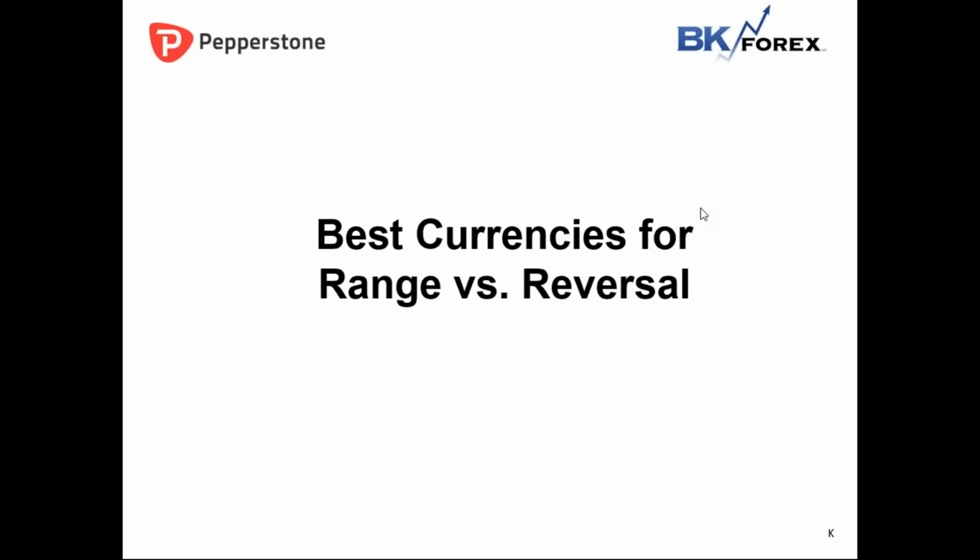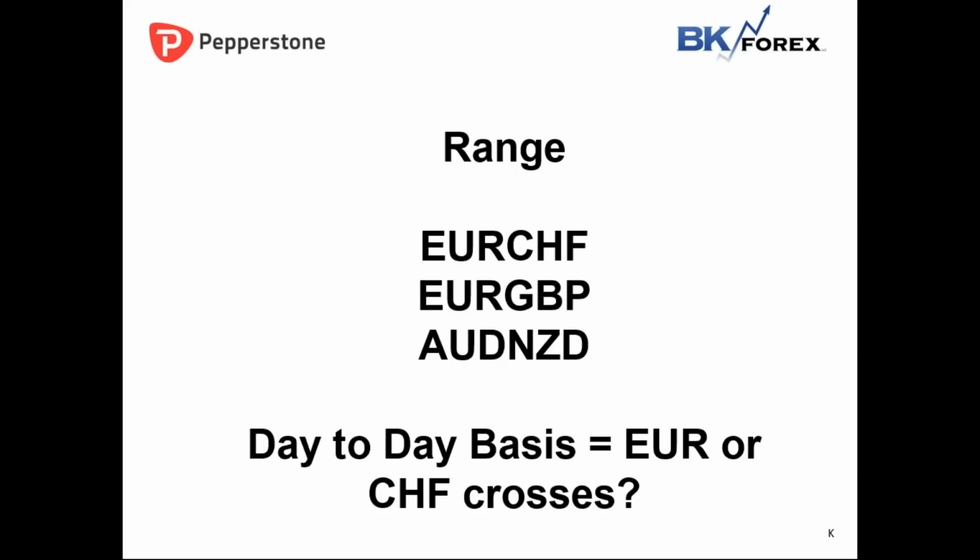So the best currencies, there are different currencies that work well for range versus reversal. The best currencies for range are the ones where the countries are very much correlated. And of course, political factors could change and affect this as well. But the best currencies for range are pairs like Euro Swiss, Euro Pound, Aussie Kiwi, on a swing basis. Although, today we've got the Bank of England rate decision, and you can certainly expect some potentially breakout moves in sterling as a result of the Bank of England rate decision.